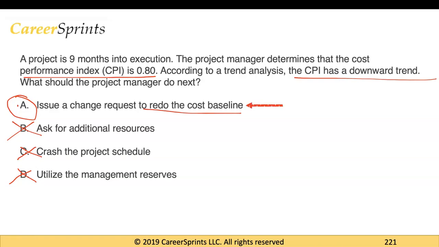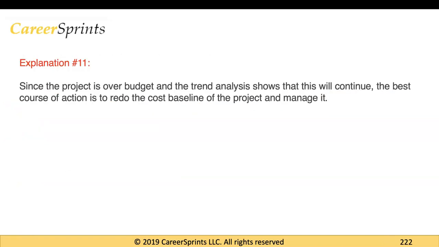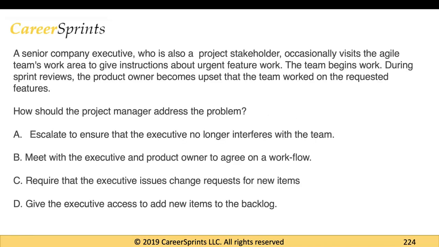So you can also look at the explanation on the next page. It says, since the project is over budget and the trend analysis shows that this will continue, the best course of action is to redo the cost baseline of the project and manage it. So let's move on to question 12.